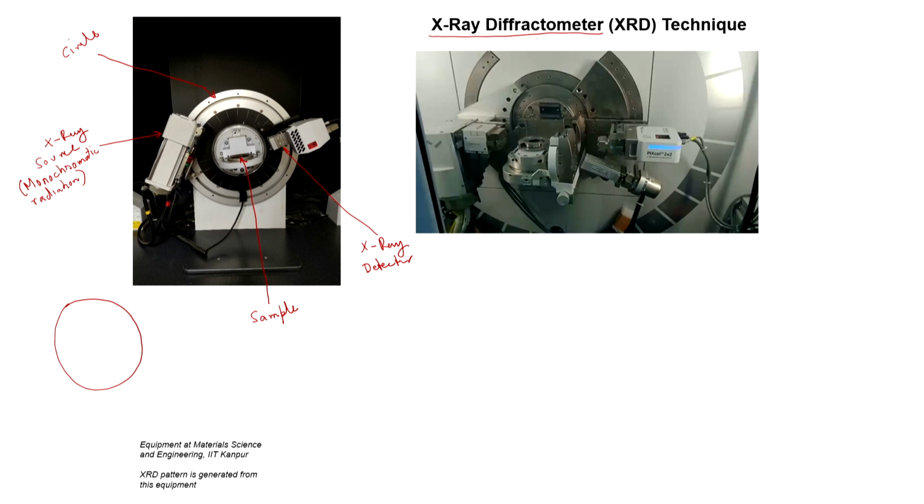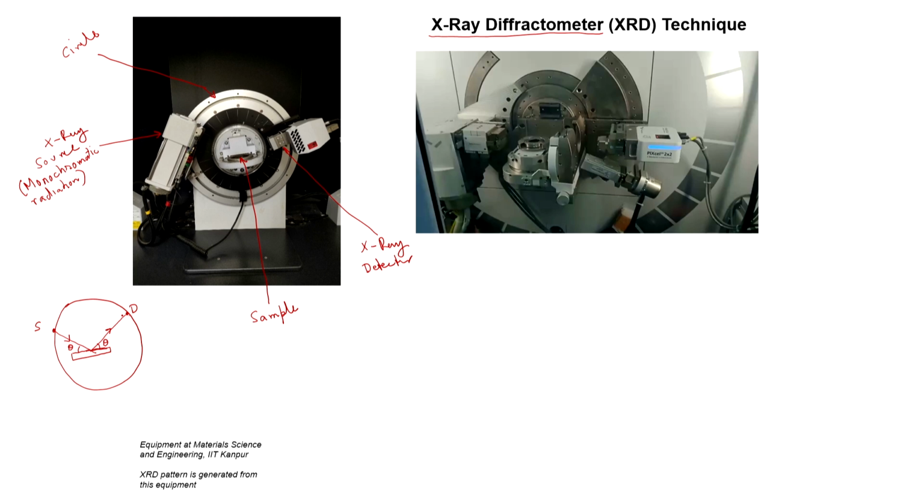Now, there are a couple of geometries. One geometry is that this is, let us say, the sample, out here is a source, out here is a detector. So, this is the incident beam, this is the scattered beam, and this is the sample. The angle of incidence with the surface of the sample is theta, and the angle of reflection is also always kept as theta with the surface of the sample. Out here is a detector.